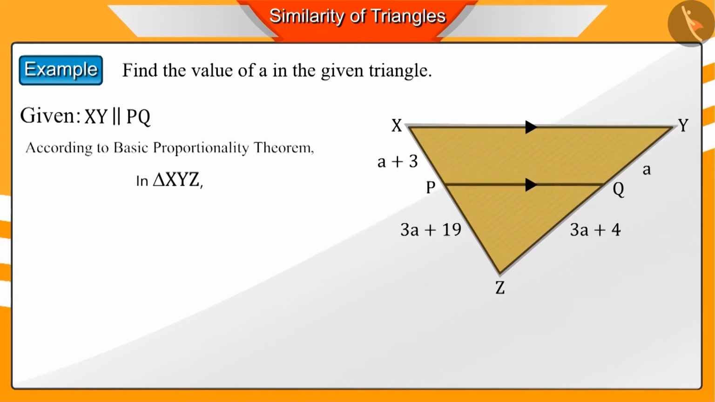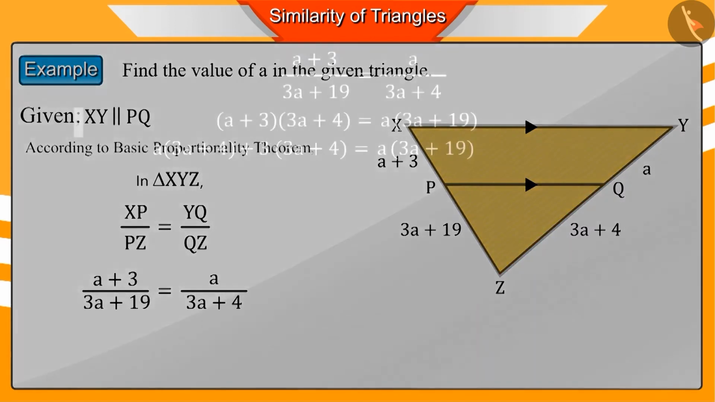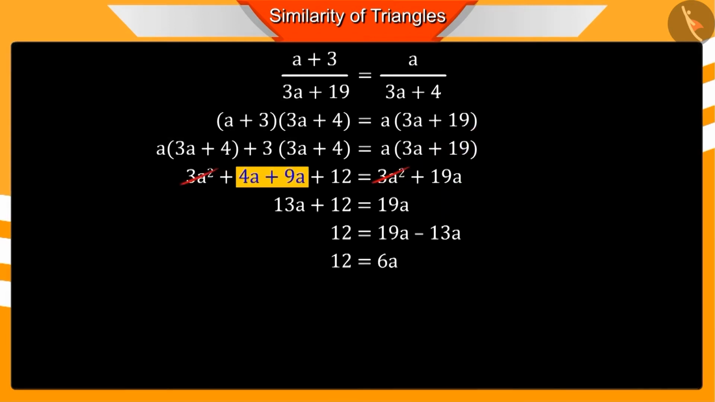Hence, according to the basic proportionality theorem, we can say that in triangle XYZ, XP by PZ and YQ by QZ will be proportional. Can you guess the next step? In the figure, we can see that XP is equal to A plus 3, PZ is equal to 3A plus 19, YQ is equal to A, and QZ is equal to 3A plus 4. On cross-multiplying and solving, we get A is equal to 2.